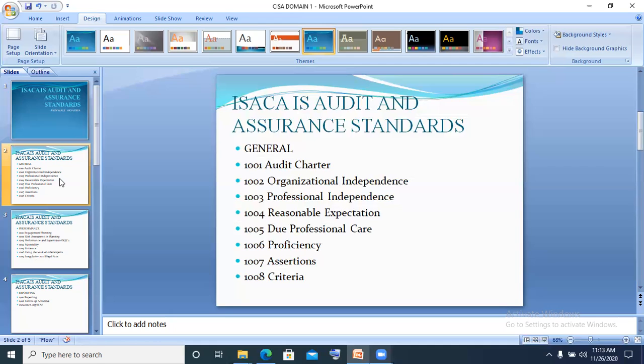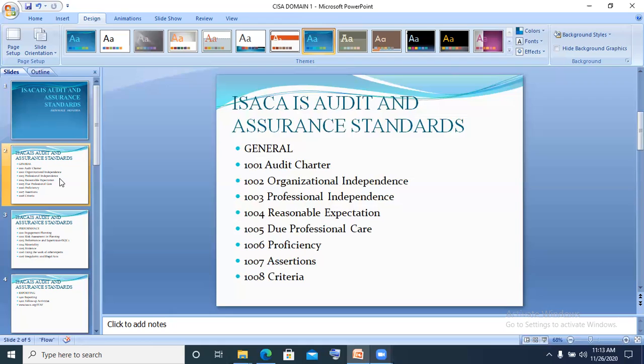Okay, 1004, reasonable expectation. There is no perfect audit anywhere in the world. Audit has its limitations. For example, time. Audit is time limited. Three weeks, four weeks, the audit is completed. So you use four weeks to review the work of one year. So that limitation is there.